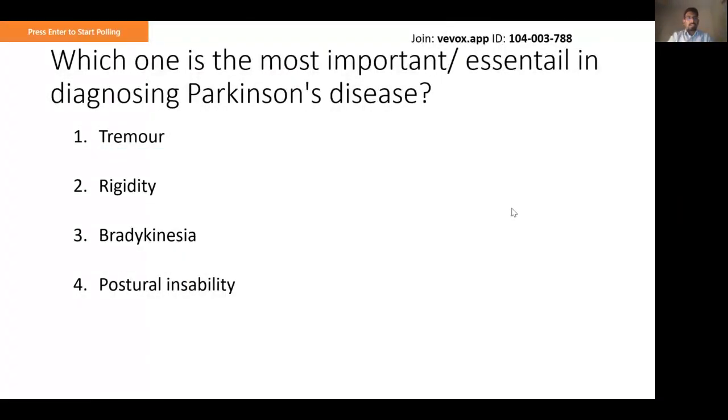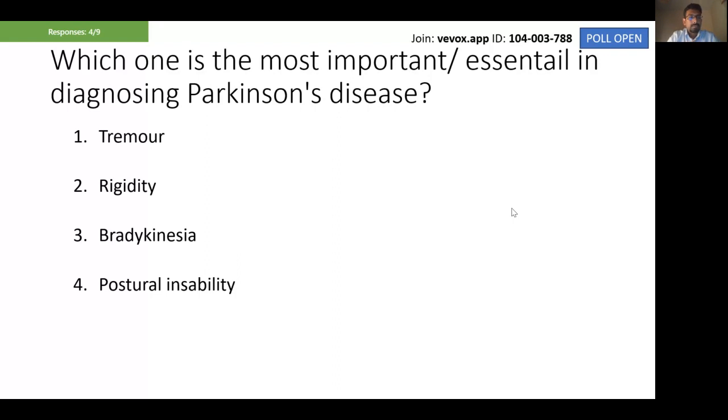All right, so just to get a little bit of idea about what is your understanding of what could be the most important feature in diagnosing Parkinsonism among these 4, if you could kindly go to that app and use this ID to join, you can enter a poll. The poll is now open. I will give you some time to respond to this poll, if possible.